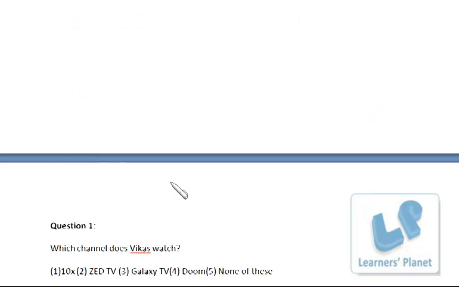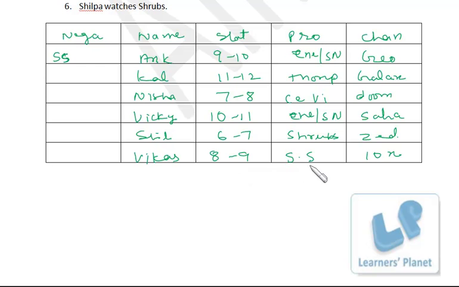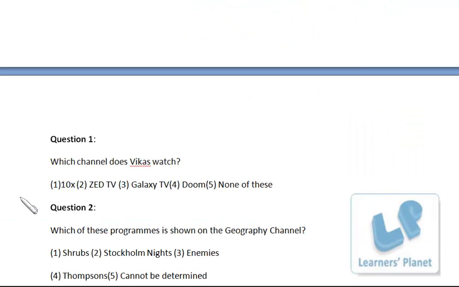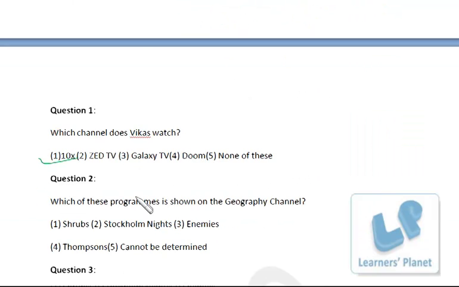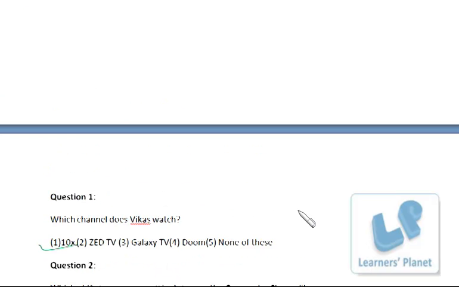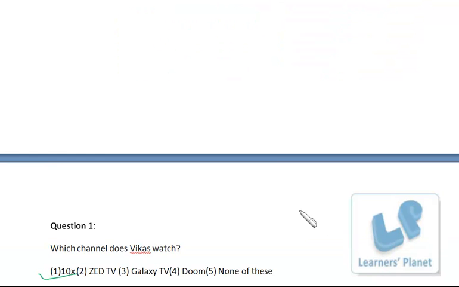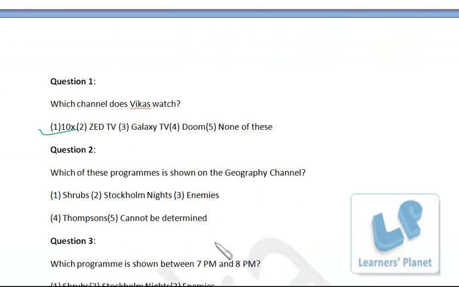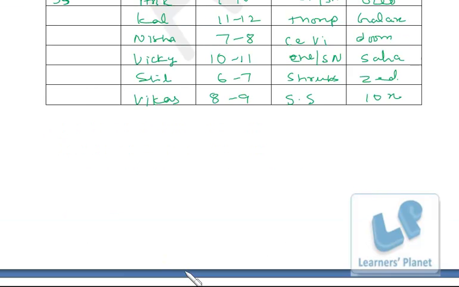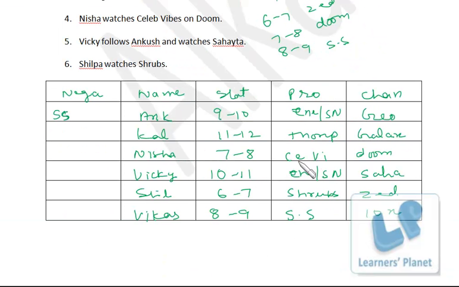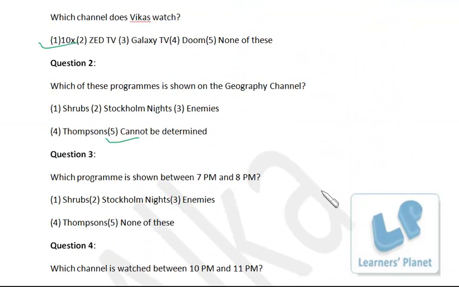Okay, now we go to the questions. Now which channel does Vikas watch? Vikas 8 to 9, 10x. Okay, so that's simple. Then we have, which of these programs is shown on Geography channel? Enemies or Stockholm Nights, so cannot be determined. Then which program is shown between 7 to 8? The Celeb Vibes, so that's not there, so none of these.